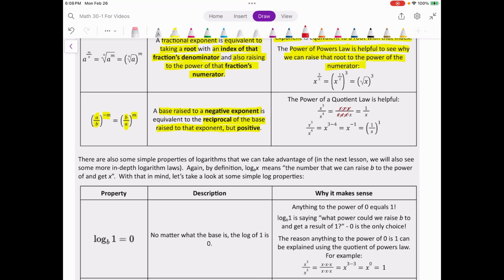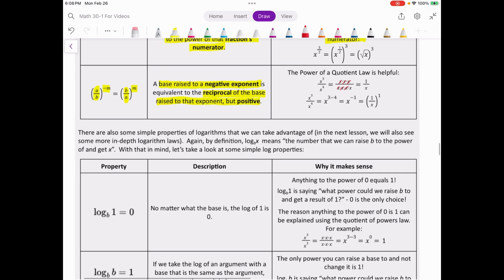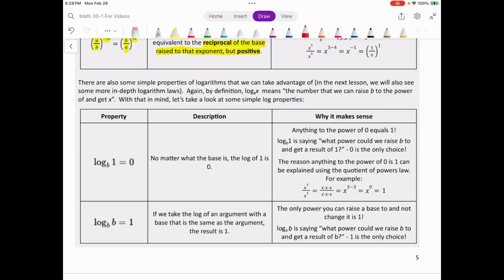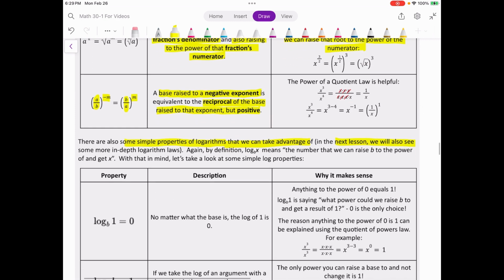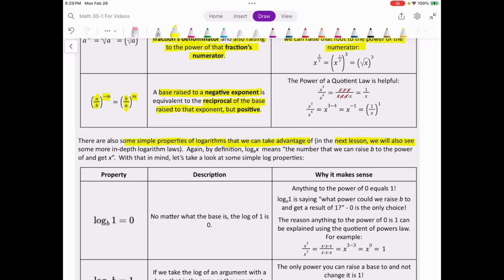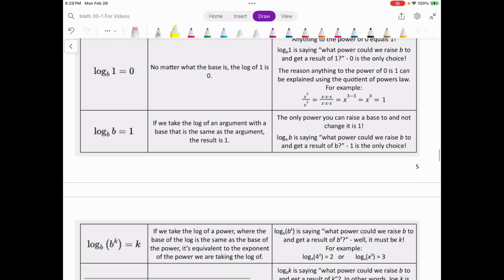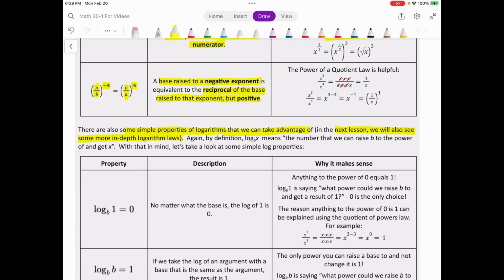Now let's look at these. They're very closely related. They're like the logarithm versions of the same idea. Some basic properties of logs. Let's take a look. All right, so like I said, we're going to look here at some simple properties of logs that we can take advantage of. In the next lesson, we're going to see more like the log version of this stuff, but you'll see the connections here a little bit. We'll also see some more in-depth log laws in the next lesson. This one is really just looking at some basic properties of logs, okay?